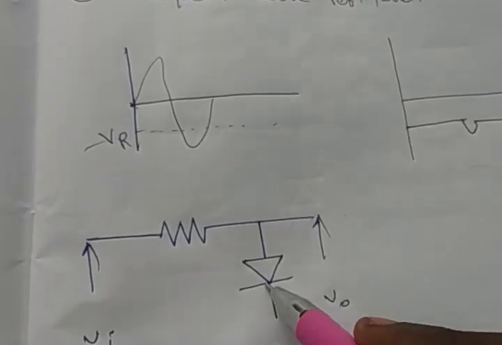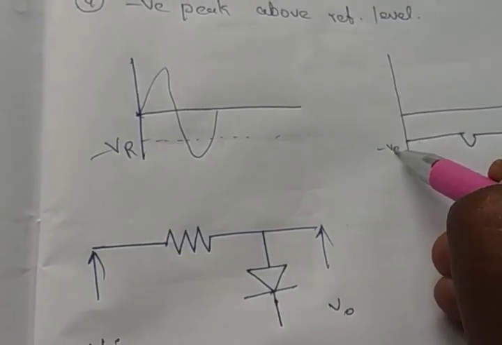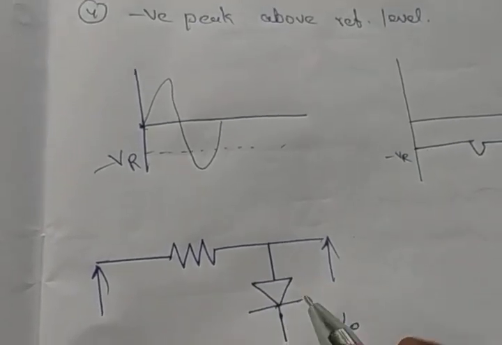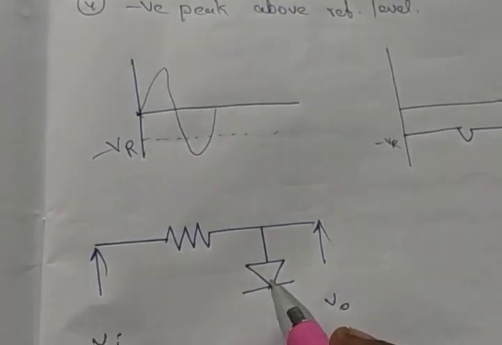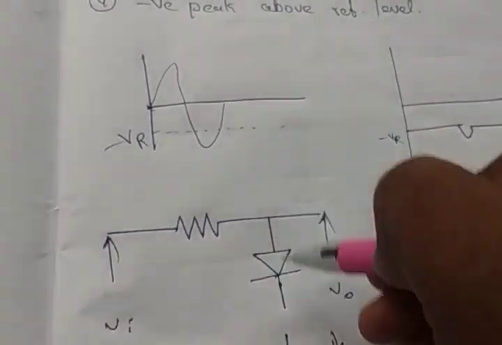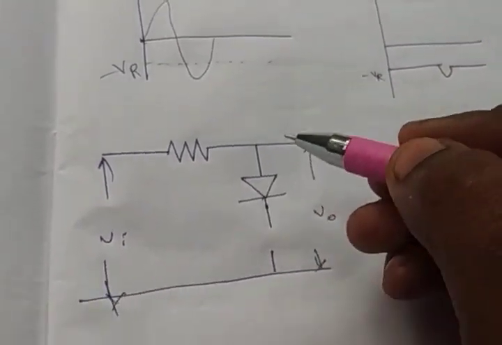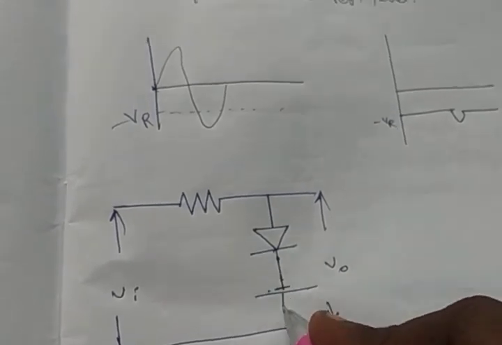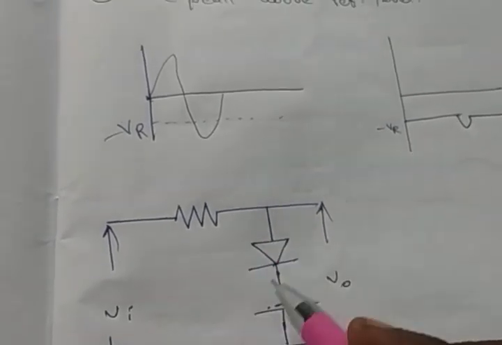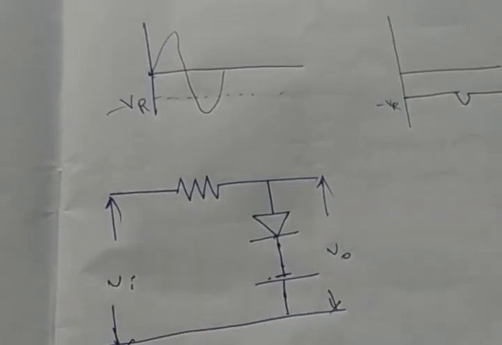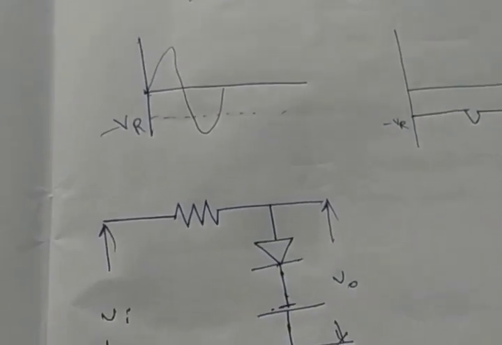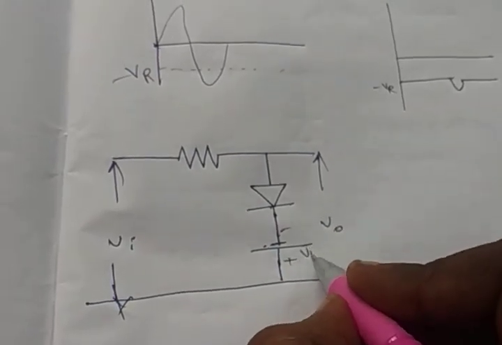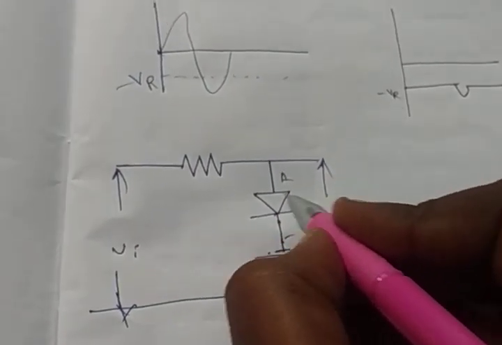So up to minus VR, what will the diode condition be? The diode condition should be forward biased. Forward biased means that we have to connect the negative terminal. Why? Because whenever it is in forward biased condition, there will be no output present at the output port. For that reason I connected it like that. So it is VR, anode, cathode and diode.